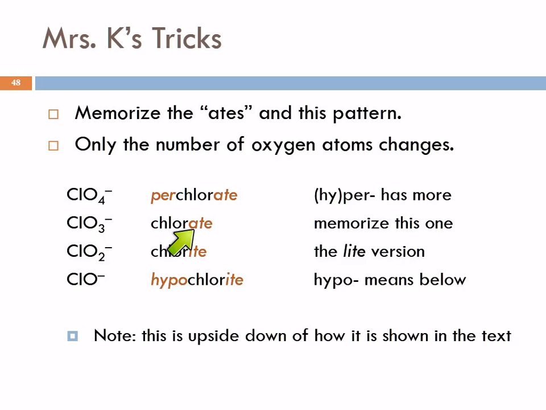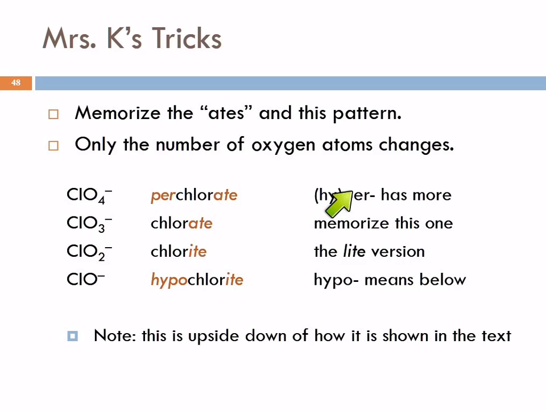You memorize the -ate. The -ite is the light version. It has 1 less oxygen. Same charge. Everything else is the same. 1 less oxygen. What's the difference between Bud and Bud Light? Bud Light has 1/3 fewer calories, right? Commercials. Chlorite has 1/3 fewer oxygens than chlorate. It's the light version, fewer oxygens. Okay?